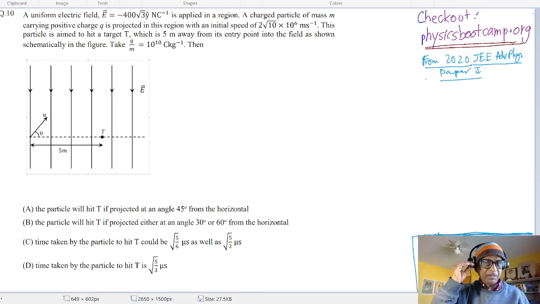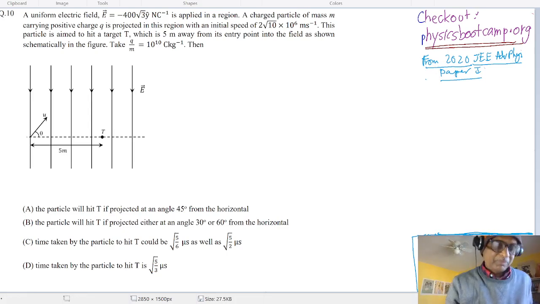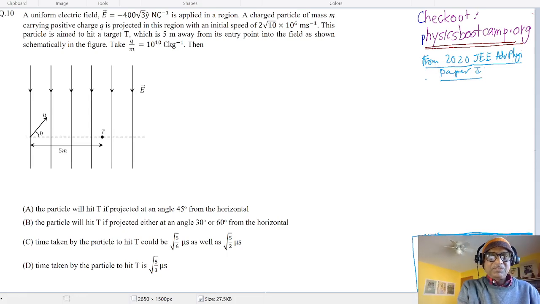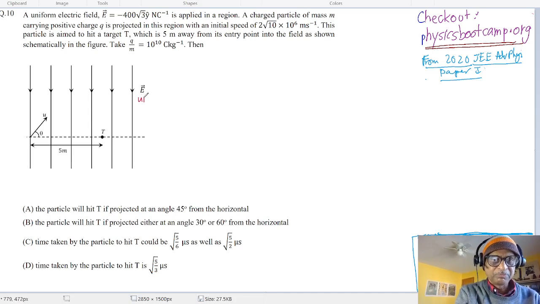Hey everybody, let's do another problem from this test. It's from 2020 JEE Advanced Physics Paper 1, question 10. This is actually a nice question in kinematics. A charged particle enters a uniform field. The interesting part is that this is uniform.